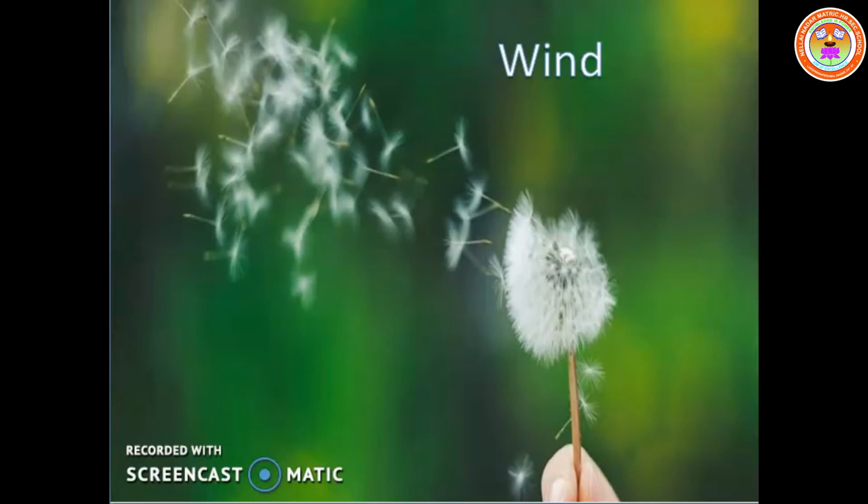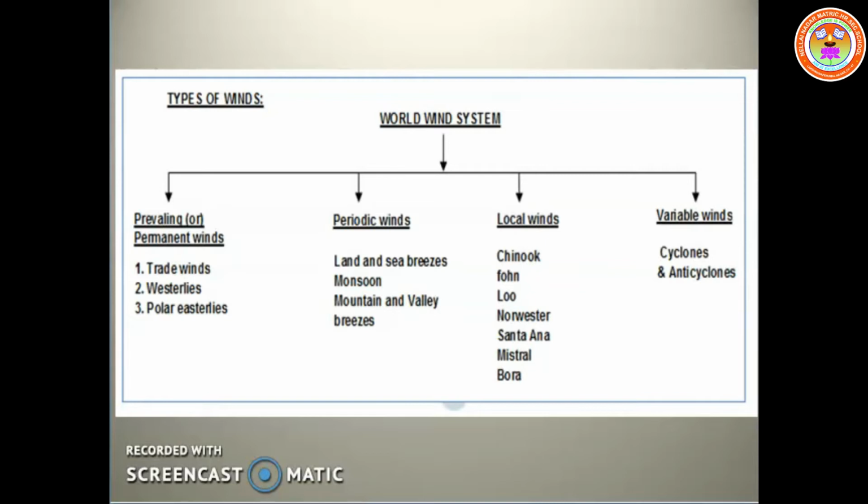An anemometer records wind speed, while a wind vane measures the direction of the wind. The unit of measurement is kilometer per hour or knots. Types of winds. Winds are generally classified into 4 major types. Number 1, planetary winds. Number 2, periodic winds. Number 3, variable winds. Number 4, local winds.